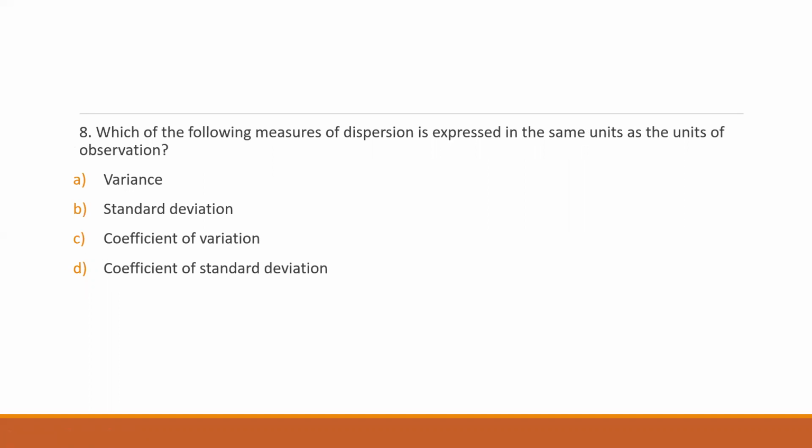Which of the following measures of dispersion is expressed in the same units as the units of the observations? Variance, standard deviation, quotient of variation, or quotient of standard deviation? Standard deviation. Yes, the answer is standard deviation because it's an absolute measure of dispersion. So the answer is standard deviation.